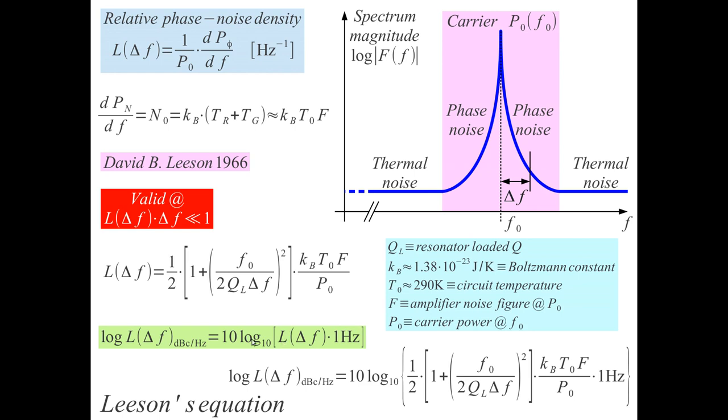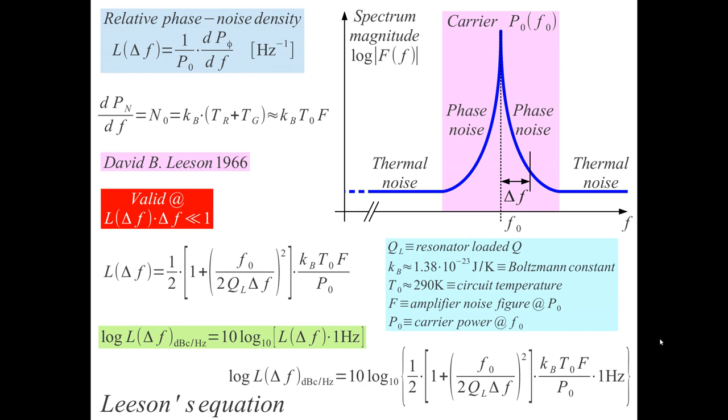What we will see on Wikipedia and in many textbooks is only this final equation published, which gives the result in decibels below carrier in 1 hertz bandwidth. What many people forget is this 1 hertz here. If I don't have this 1 hertz actually present here, I cannot compute this logarithm. But many people write the equation without this 1 hertz, so they do have this problem.